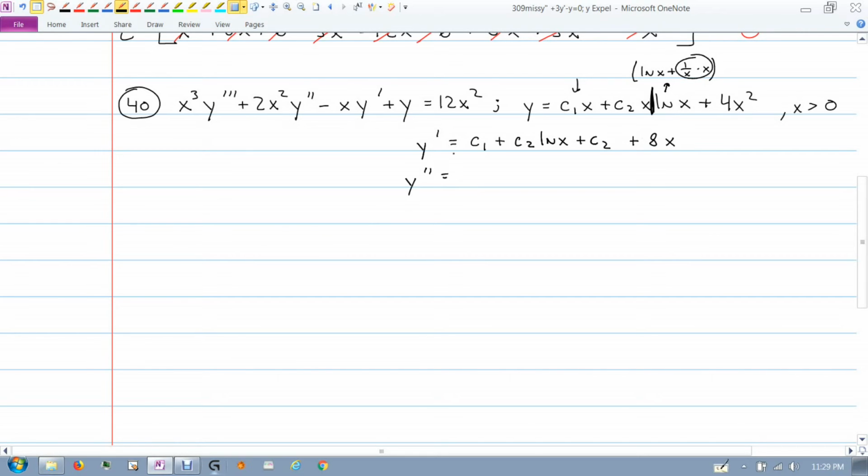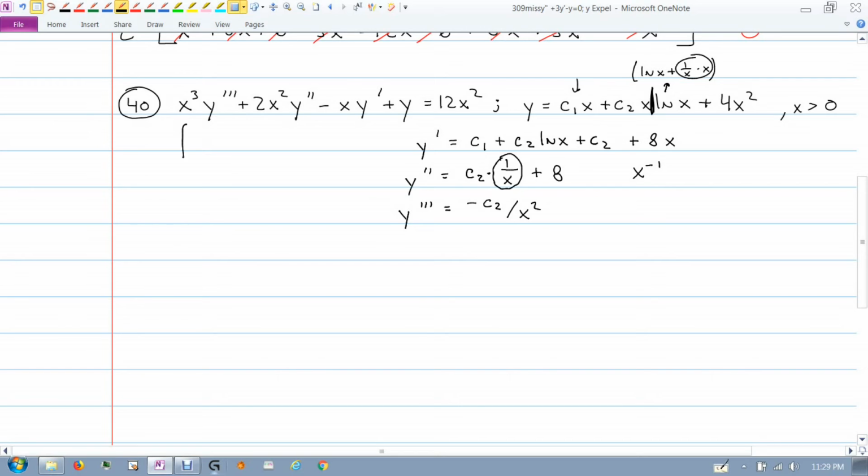Second derivative, I got a bunch of constants in here, so I do get a c sub 2 times 1 over x, and then plus 8, because the derivative of c1 is 0 and derivative of c2 is 0, so the only thing I really have is that natural log and the 8x to worry about. And my triple prime is negative c sub 2 over x squared, and that's it, because I'm treating that as x to the negative 1, just doing power rule derivative on that, keeping the c2 out there. Derivative of 8 is 0.